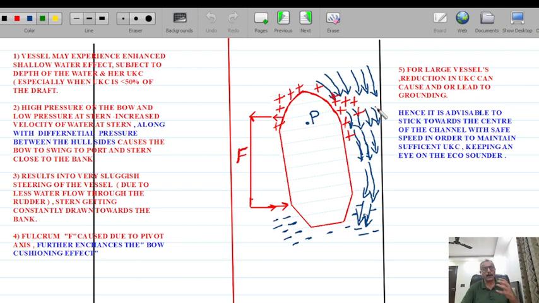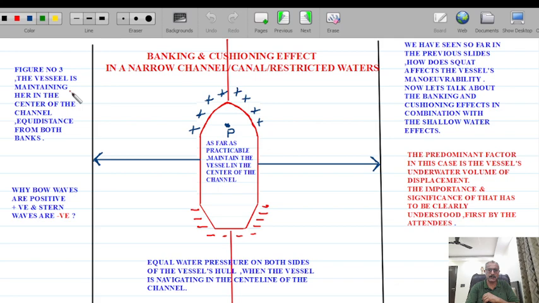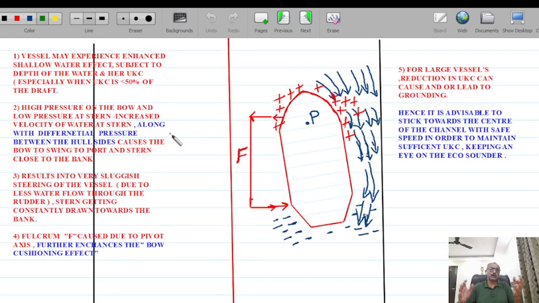Now, first, let's see what is happening. The vessel may experience enhanced shallow water effects subject to the depth of the water and the UKC, especially when the UKC is less than 50% of the draft, what I explained earlier. So, let's try to understand the situation. The vessel was initially traversing, as per the previous slide, in the center of the channel, but maybe because she overshot the alteration or the wheel over position was not marked correctly, or the master did not exercise due diligence, and for some reason she has ended up off onto the starboard side of the central line of the channel.